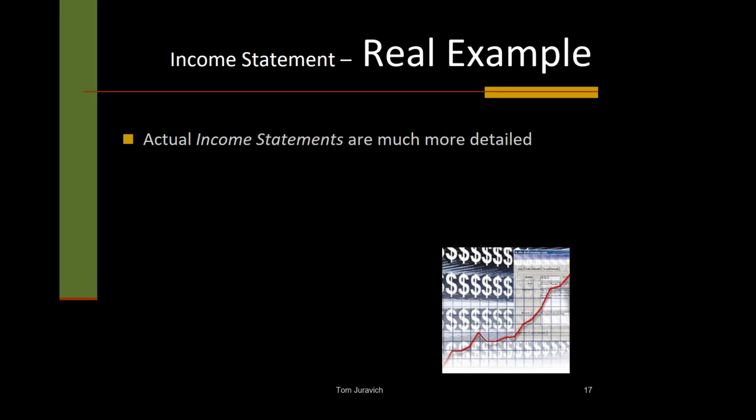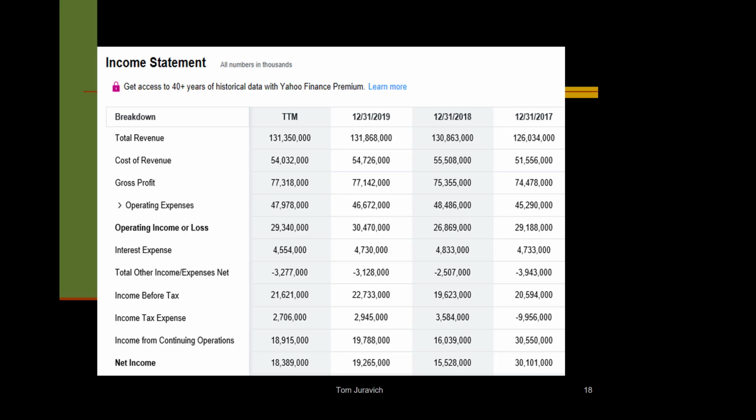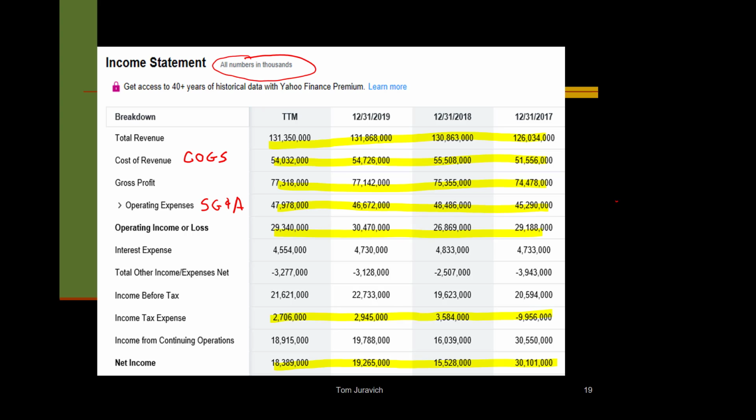Okay, let's look at a real example. Actual income statements are much more detailed, and categories are broken into many subcategories, and additional adjustments are made. And what we want to do is always begin by looking for these key concepts. So this is an income statement for Verizon. It comes from Yahoo Finance. What I want to do is just make a few notations on it so we can look at it a little more closely. First, let's look in red.